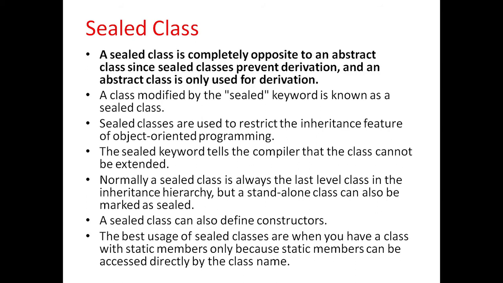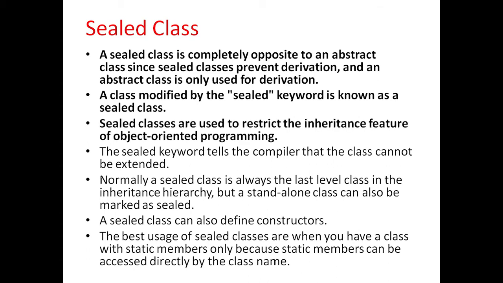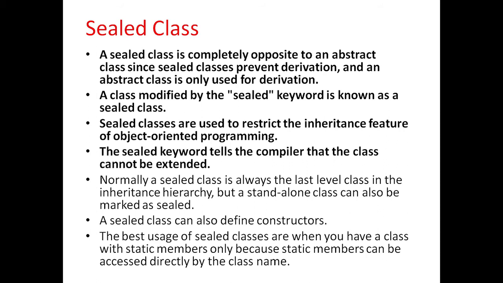A sealed class is completely opposite to an abstract class, since a sealed class prevents derivation and an abstract class is only used for derivation. A class modified by the sealed keyword is known as a sealed class. Sealed classes are used to restrict the inheritance feature of object-oriented programming. The sealed keyword tells the compiler that the class cannot be extended.